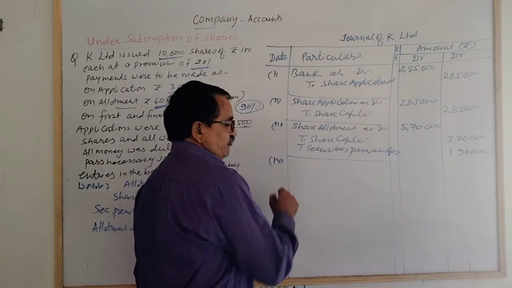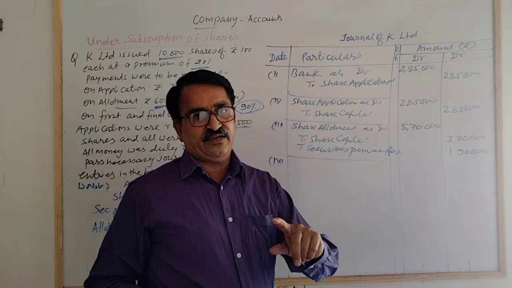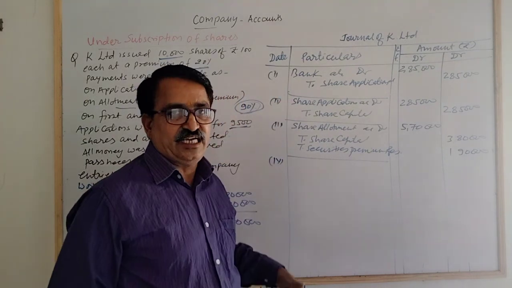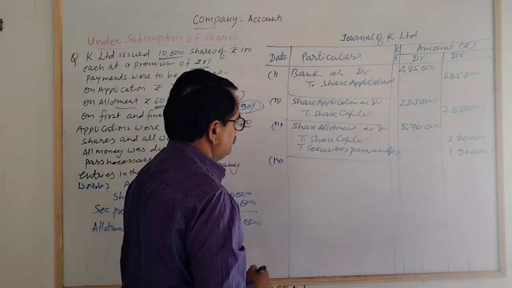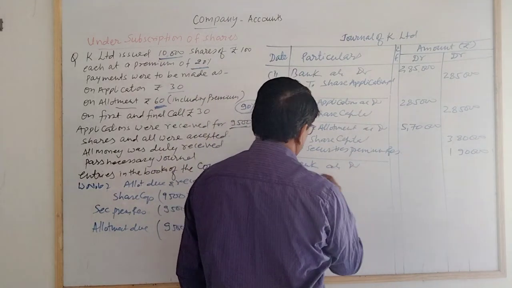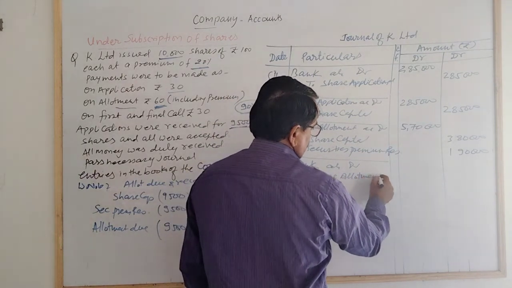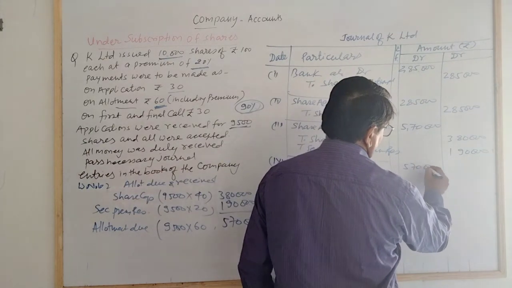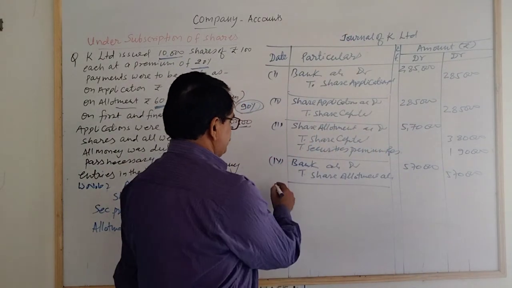Next entry is for allotment money received on the date of receipt. If dates are given, the date of allotment money made due may be different and the receipt date may be different. If dates are not given, you have to write in chronological order one by one. On receipt of allotment money, the entry is bank account debit to share allotment account, ₹5,70,000. This money we received on allotment.